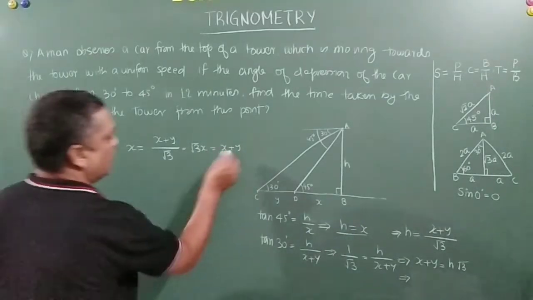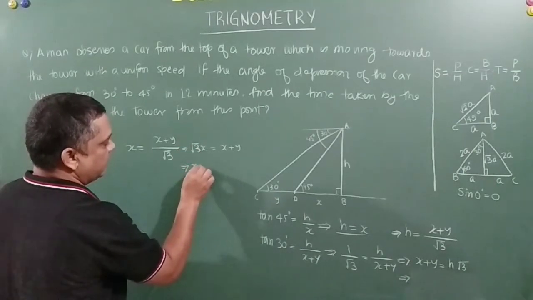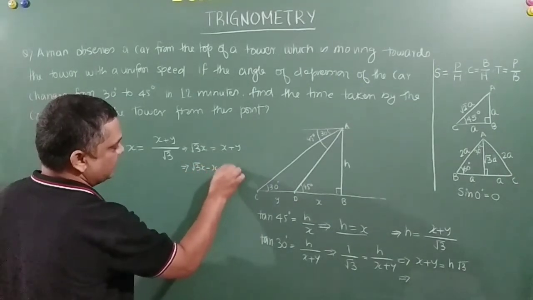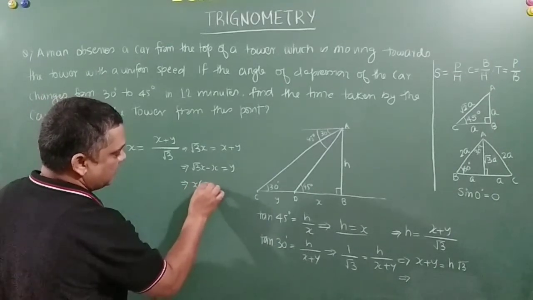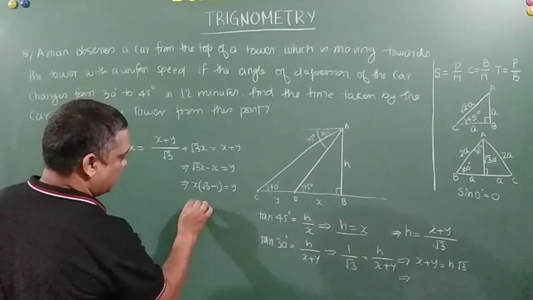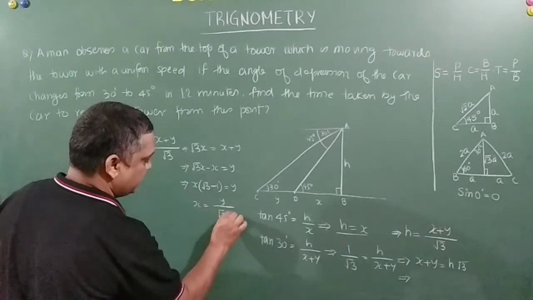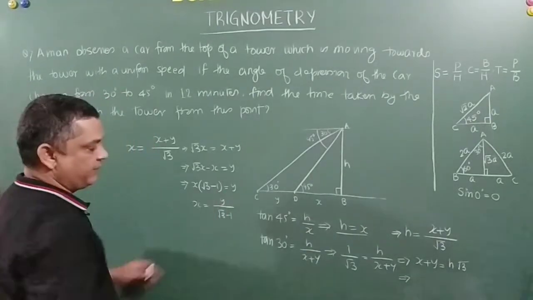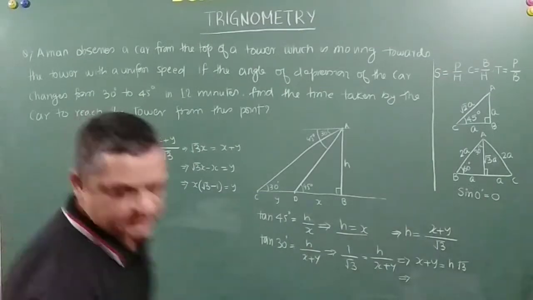Alright? Or to make it a little more simple, root 3x minus x is equal to y. To make it a little simpler, x into root 3 minus 1 is equal to y, right? Or x is equal to y divided by root 3 minus 1. Not required. We will try to find out the value of y only. This is not required.